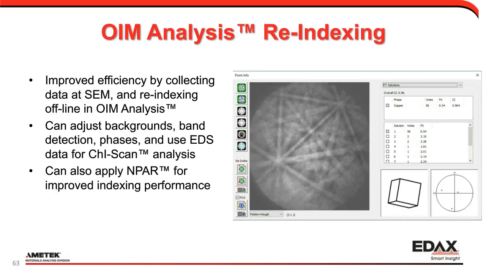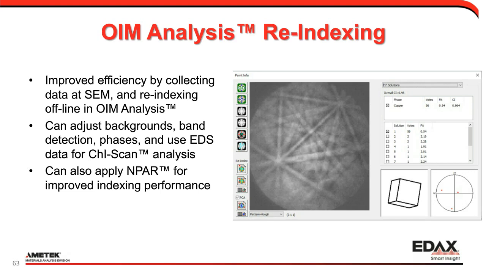Another thing we do in OIM Analysis is our reindexing. If we've saved either Hough parameters, Hough peaks, or saved patterns, we can load this data back into OIM Analysis and reindex, recalculate orientations. That's really valuable because we can collect a set of data on the microscope and then take it offline to do reprocessing. You don't have to spend a lot of microscope time where you might be paying by the hour to collect your data. You can come offline and really start to work through it.